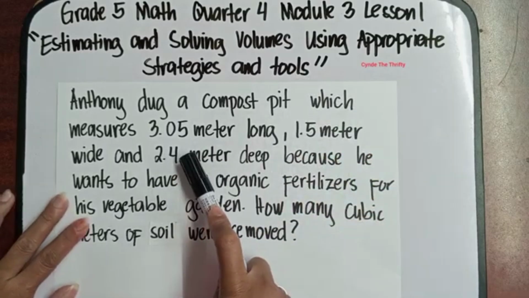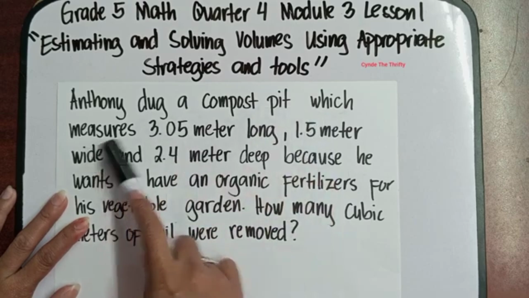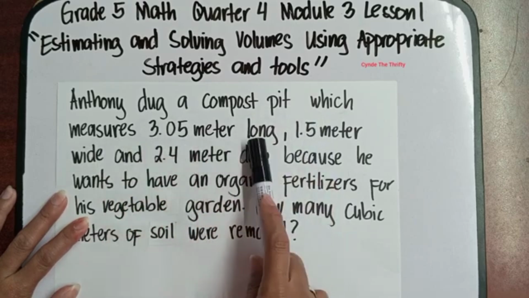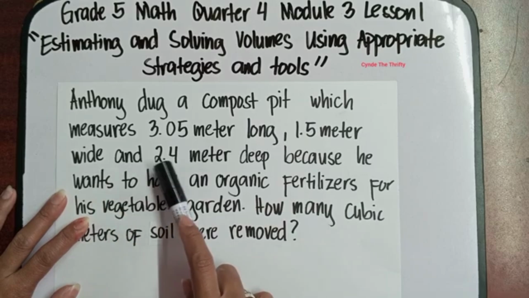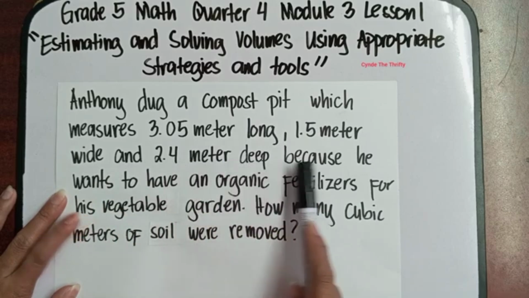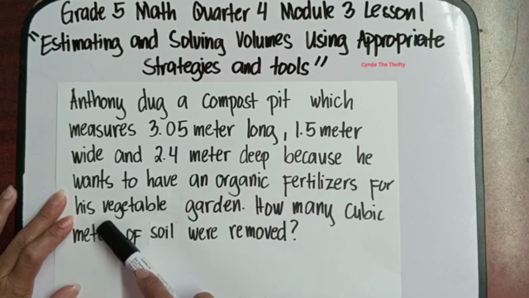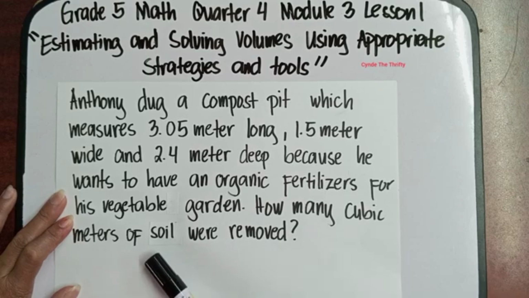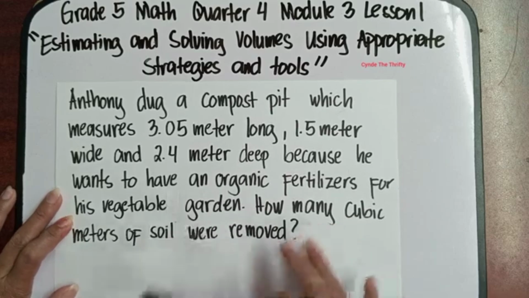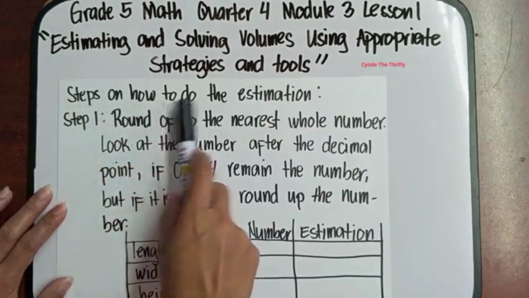Meron tayong example dito. Anthony dug a compost pit which measures 3.05 meter long, 1.5 meter wide, and 2.4 meter deep because he wants to have an organic fertilizers for his vegetable garden. How many cubic meters of soil were removed? So ito ngayon yung problem natin. Ngayon, gagamitan natin siya ng steps sa pag-estimate. Steps on how to do the estimation.